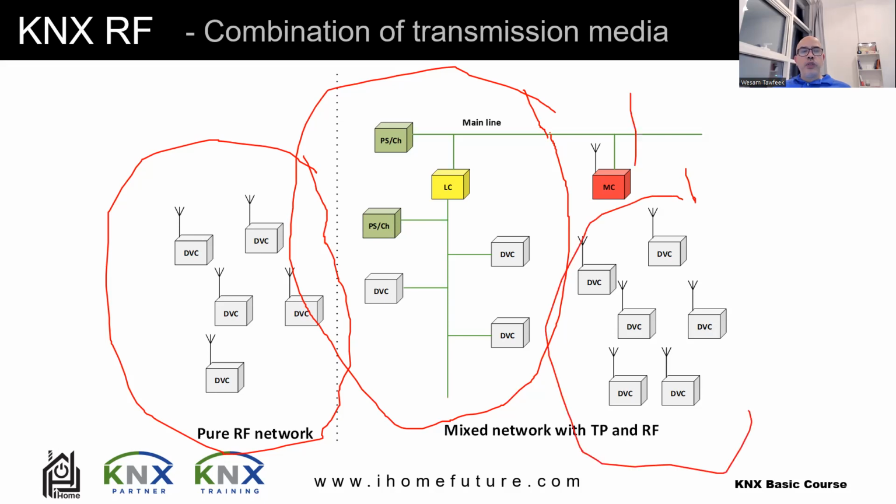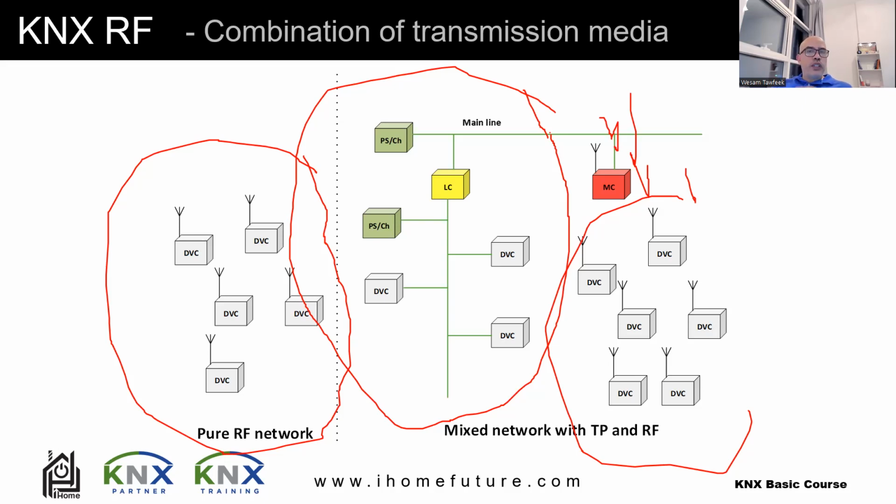Like we said before, we have a line coupler or a media coupler. A line coupler connects two lines together. An IP router will connect the IP network with the TP network. In here, I have a media coupler, in this case a TP to RF media coupler. From one side, it takes TP, where a cable is connected. On the other side, there is an antenna to connect to the other devices. So this is a media coupler to RF, and most of the time this is when I'm using RF.